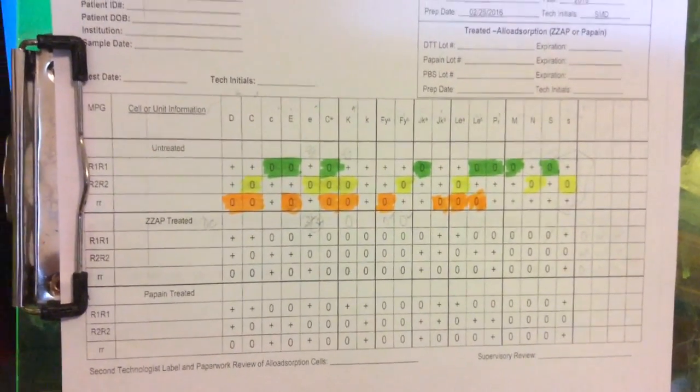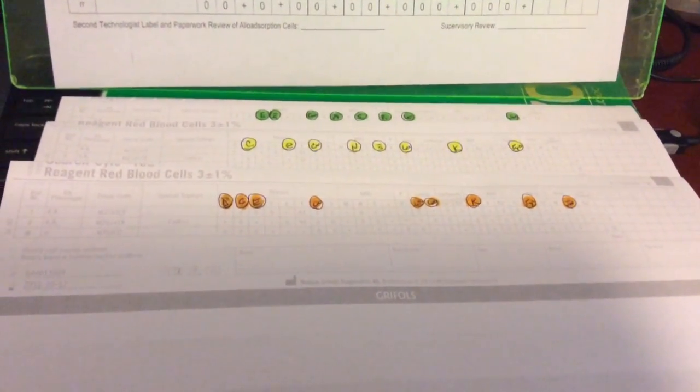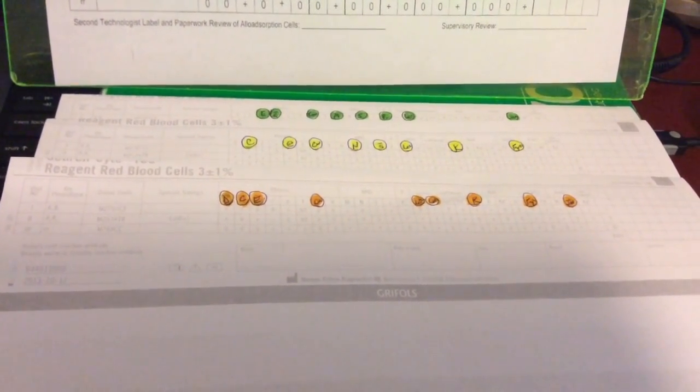Set up your paperwork based on your original cells. Use individual pages and look for your pattern based on what is left.